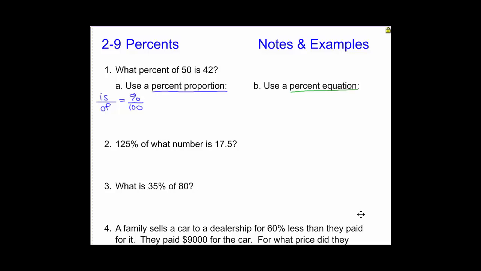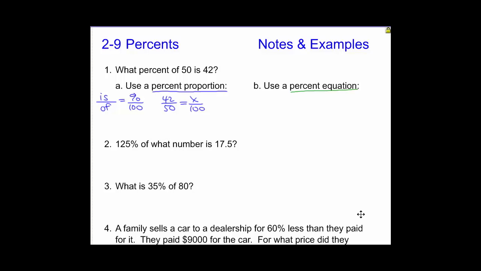So as I read the question, after the word is, I see 42, so I put 42 in the same place as the word is in the proportion. The number following of is 50, so 50 is the number that goes in the place of. Then we have equals percent over 100. The question says, what percent? I don't have that number, so that's my x. So is over of equals percent over 100: 42 over 50 equals x over 100.